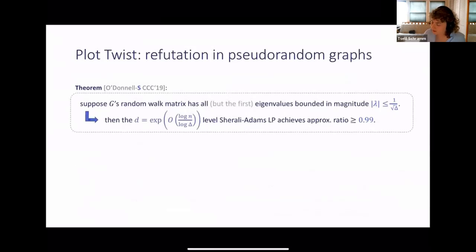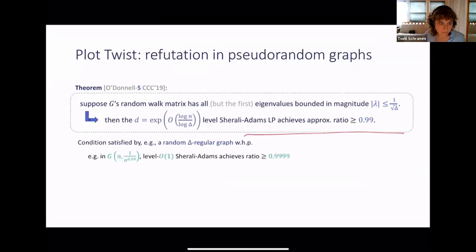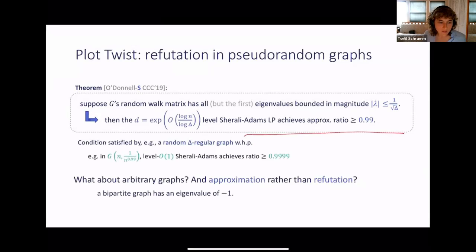Then just last year, in a paper with Ryan O'Donnell, we showed that in pseudo-random graphs, essentially graphs that are expanders, polynomial-sized Sherali-Adams LPs can get a ratio close to 1. I won't try to unpack this technical statement. But the question is, how do you take this result and extend it to arbitrary graphs? And essentially that's what we did.